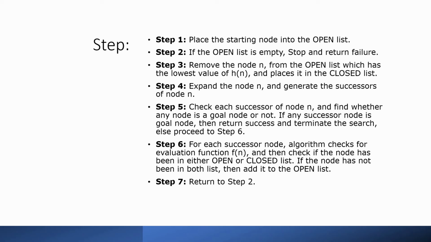Step 6. For each successor node, the algorithm checks for the evaluation function f(n) and then checks if the node has been in either the open or closed list. If the node has not been in both lists, then add it to the open list. Step 7 would be to return to step 2. This step is repeated until there is no more node or the goal node is found.